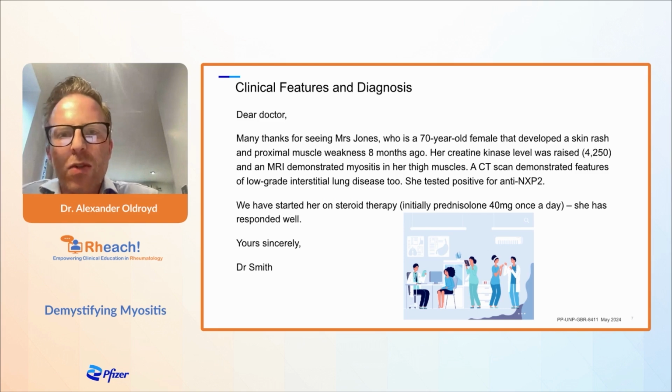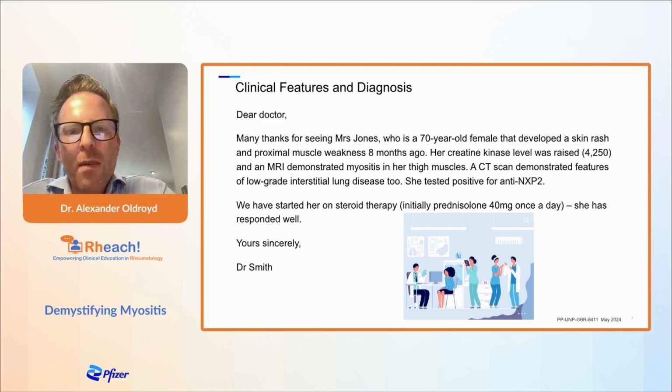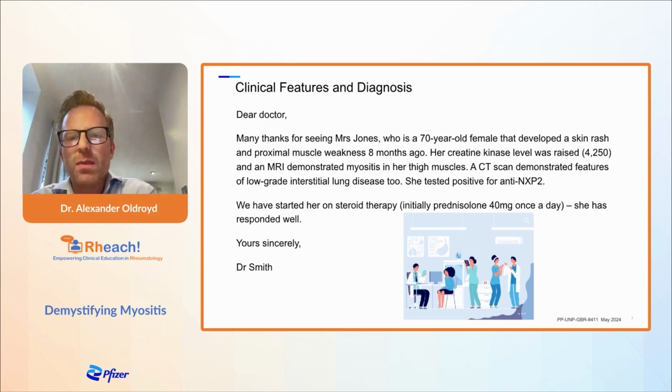And this is a typical sort of referral that we see, especially in the UK as well. So, dear doctor, many thanks for seeing Mrs. Jones, 70-year-old female. She developed a skin rash, proximal muscle weakness 8 months ago. Creatine kinase, which is a muscle enzyme, was raised, so markedly raised at 4,250. An MRI demonstrated myositis in the thigh muscles, and a CT scan demonstrated features of low-grade interstitial lung disease too. So they've done quite a good workup.